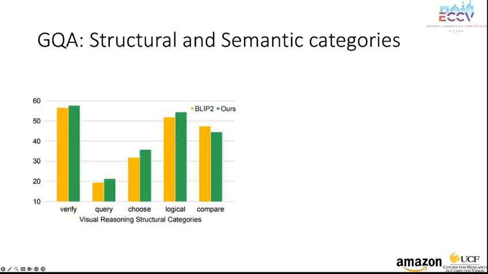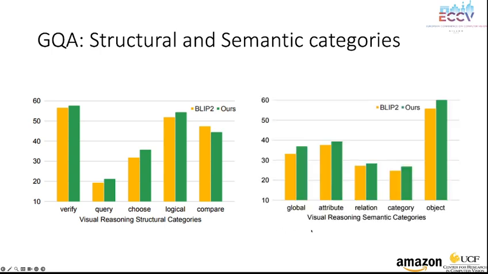We also do a more detailed comparison between BLIP2 and ours for the structural reasoning categories, which include verify, query, choose, logical, and compare. We show that our method improves consistently across all the categories except compare. Similarly, we also show results for the semantic reasoning categories, which involve global understanding, attribute or relation, category understanding or object understanding. We show that our model consistently improves across all the categories in the semantic space.